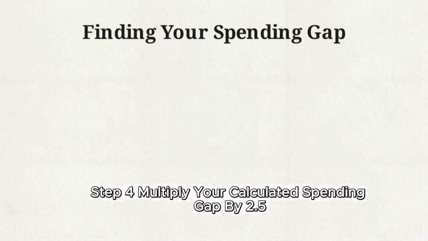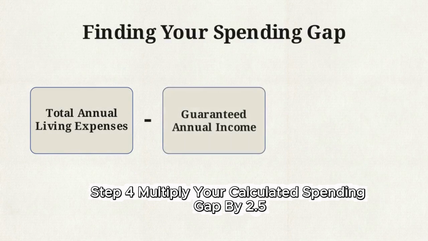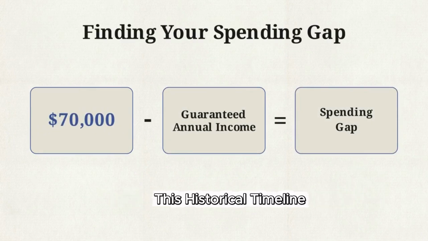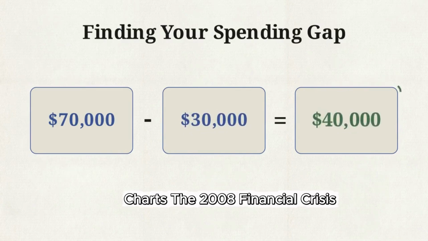Step 4. Multiply your calculated spending gap by 2.5. This is your final cash buffer target. This historical timeline charts the 2008 financial crisis.